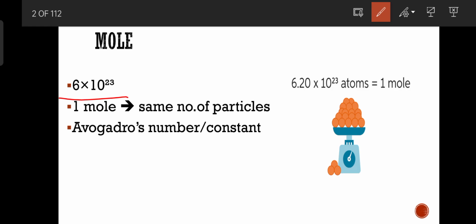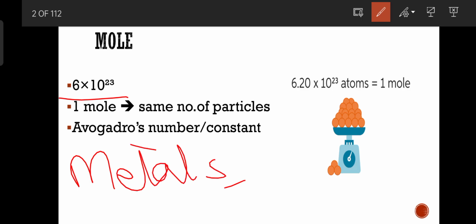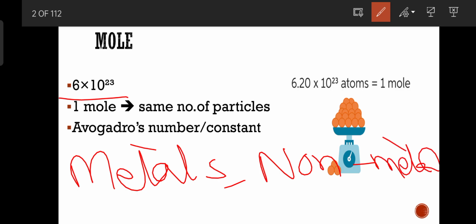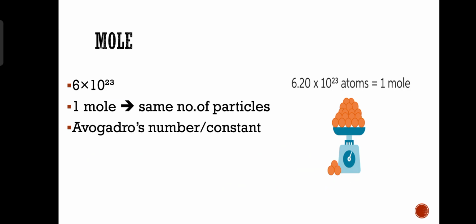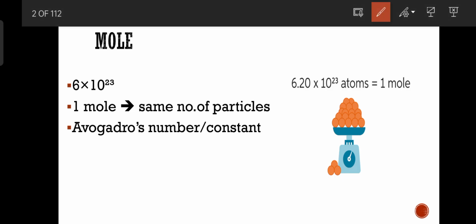All the metals, all the non-metals, metals or non-metals, if you specify 1 mole, 1 mole will always contain 6 multiplied 10 raised to power 23. So any metal and non-metal will have the same number of particles.